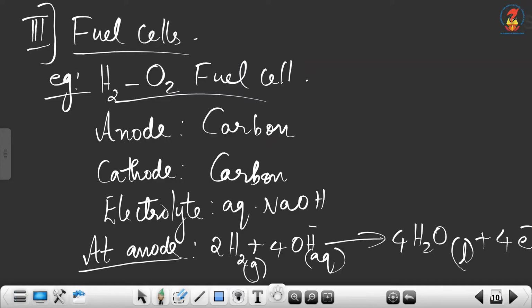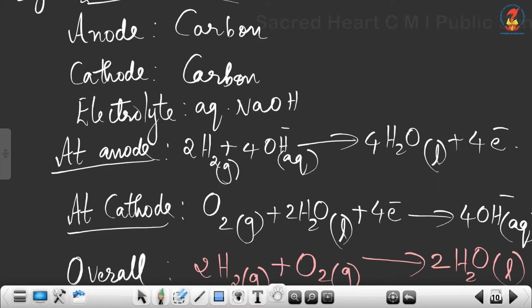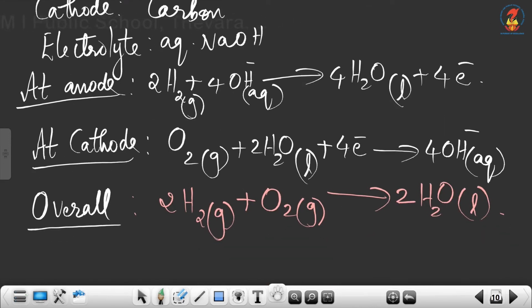Now in hydrogen oxygen fuel cell, the anode is carbon, cathode is also a carbon electrode, and the electrolyte is aqueous sodium hydroxide. Now at anode, hydrogen gas gets oxidized to water: 2H2 plus 4OH minus gives 4H2O plus 4 electrons, and at cathode oxygen gas gets reduced, O2 gets reduced to 4OH minus, and you can see the overall reaction is formation of liquid water by the combination of hydrogen gas and oxygen gas.